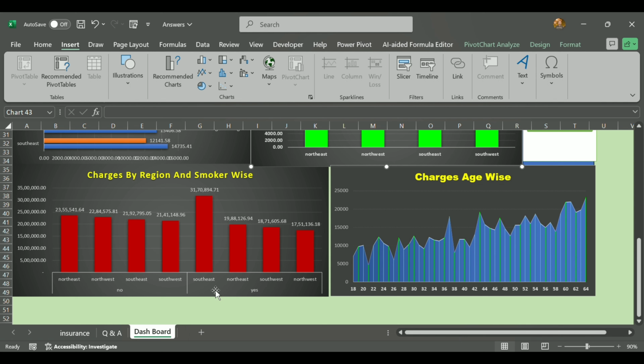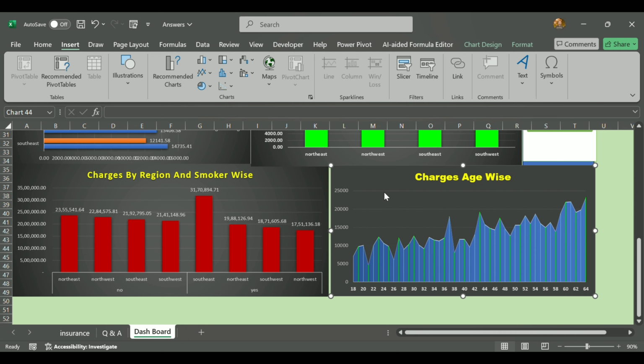This gives us a comparative view of how much each group is spending on medical charges. From the chart, we can clearly observe that among smokers, people in the southeast region have the highest medical expenses, and among the non-smokers, the northeast region has the highest average charges compared to other regions. This kind of multi-level breakdown is extremely useful in data analysis. It helps us understand not just how smoking affects medical costs, but also how that impact varies by location, which is very important for healthcare planning, insurance pricing, and targeted health awareness programs.